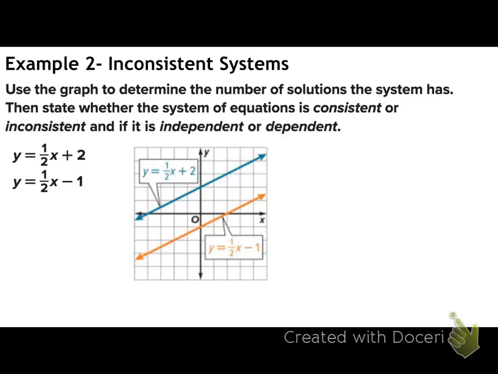Same type of process here. Use the graph to determine the number of solutions the system has. Then state whether the system of equations is consistent or inconsistent, and if it is independent or dependent. So what do you notice about these lines? They're parallel. So how many solutions would you say that this system has?